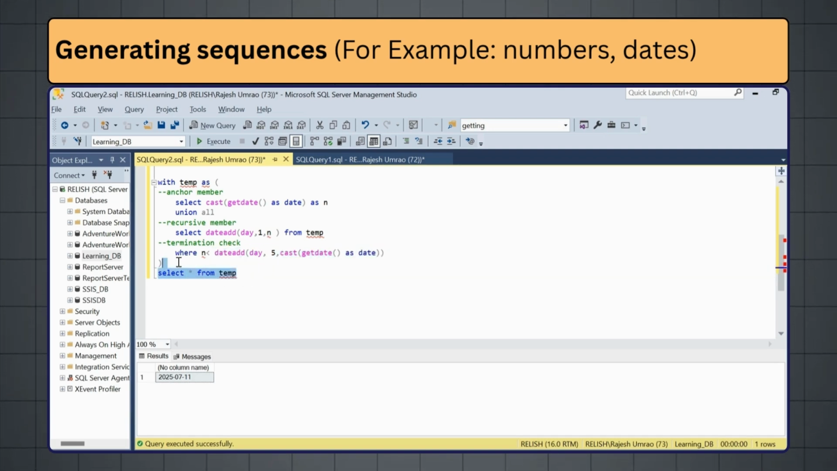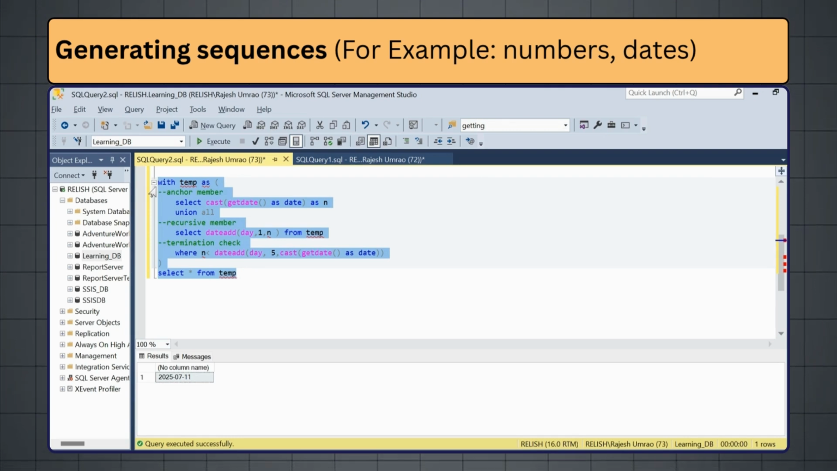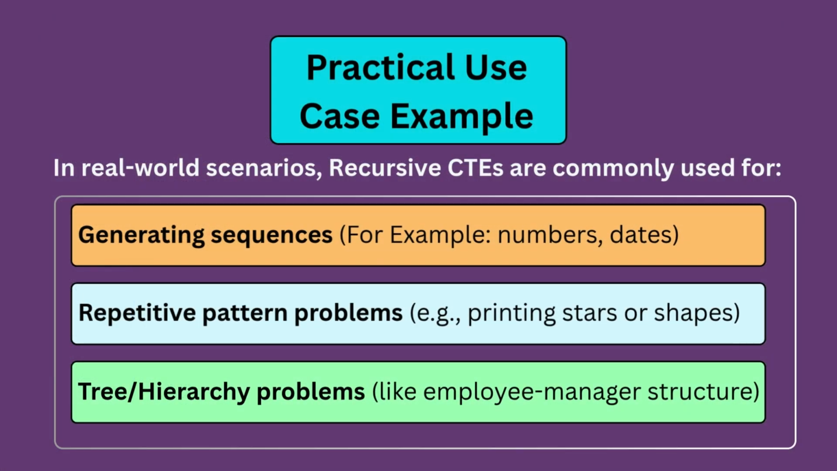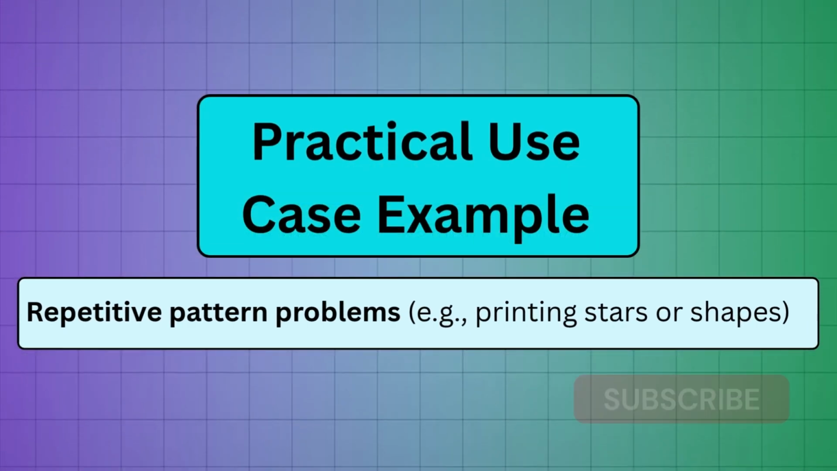Now if I run this whole query, it is going to give me my desired sequence of dates. Let's run and see the result. So you can see the starting date is today's date and the stopping date is 21st July. So now I hope you have understood both examples, and I believe it's now clear how recursive queries make sequence generation simple and powerful. Now let's move on to another interesting use case of recursive query, that is pattern generation.